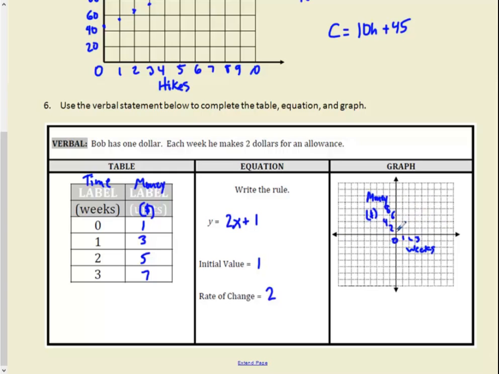So at time 0 he has $1. After 1 week he's up to $3. 2 weeks he's up to $5. 3 weeks he's up to $7. And you could continue that pattern if you like. Again, I would not connect these points because he doesn't get paid after 1.5 weeks. He has $3 at the end of 1 week, and he has no more than that until all of a sudden, a week later, he's up to $5. There you go with some more examples of using slope-intercept form. As always, good luck.